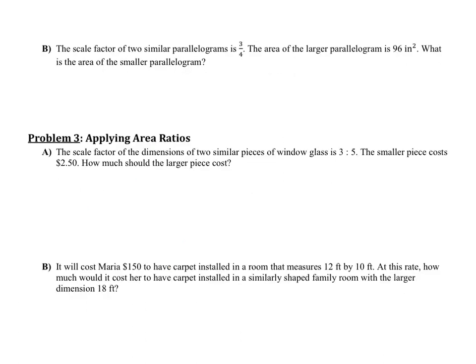So my scale factor of two similar pieces of window glass is 3 to 5. So different type of things when we're talking about ratio. The smaller piece costs $2.50. How much does a larger piece cost? So when you're writing down a ratio, when you're comparing lengths to something, you simplify it to get the smallest ratio. So it's saying you simplified your ratio by something to get that 3. So it was 3 times something is equal to 250.